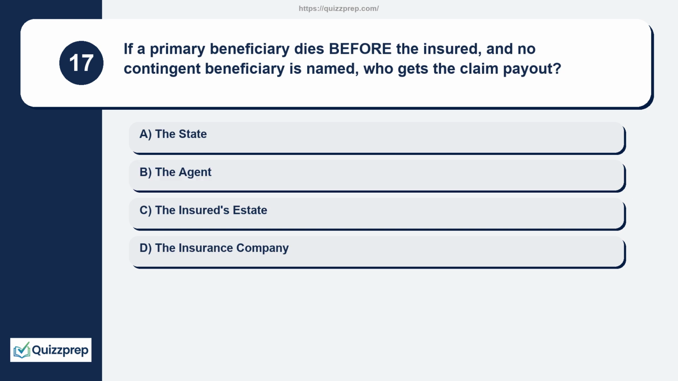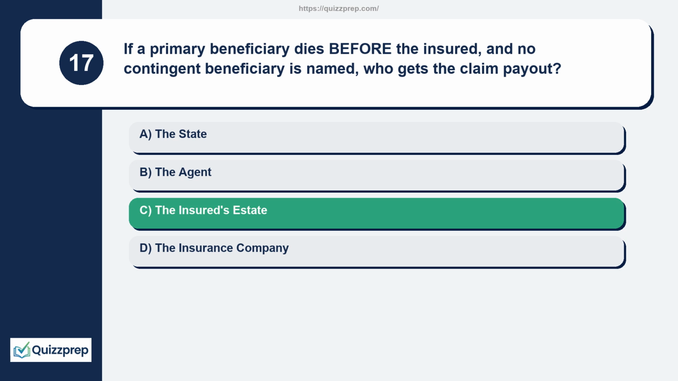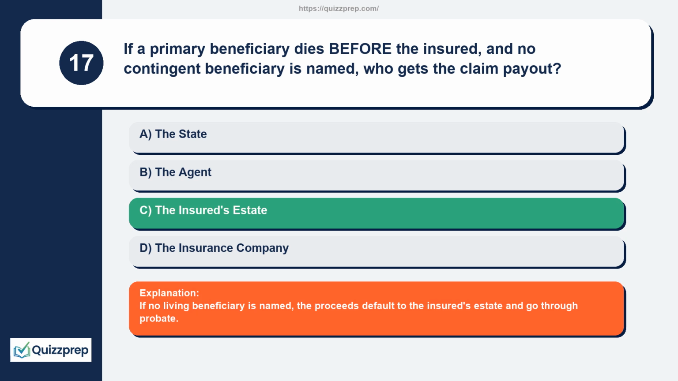Question 17. If a primary beneficiary dies before the insured, and no contingent beneficiary is named, who gets the claim payout? The state, the agent, the insured's estate, the insurance company. If no living beneficiary is named, the proceeds default to the insured's estate and go through probate.